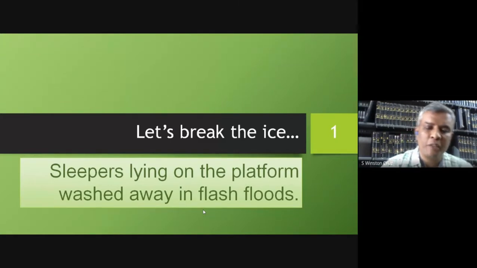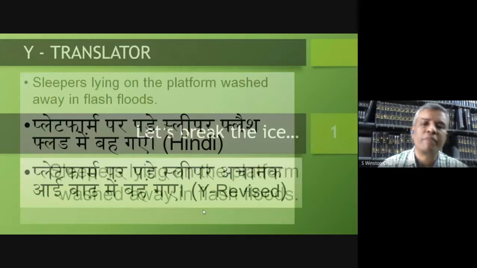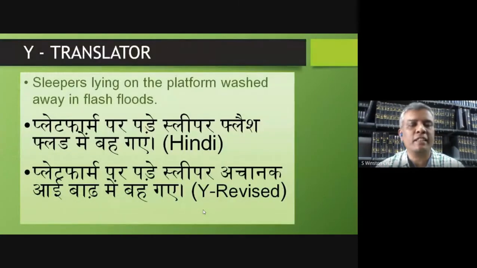So you don't have to translate it right now, but just notice this sentence: sleepers lying on the platform washed away in flash floods. You can do it in your mind and you can keep it ready, to see the results. I'm going to show you some 2-3 results for you to judge upon. This is one translator, right? By name Y Translator, that I have used. Sleepers lying on the platform washed away in flash floods, right? Platform पर पड़े sleeper flash flood में बह गए, right? This is the first translation it gave some, let's say, 3-4 months back, right?